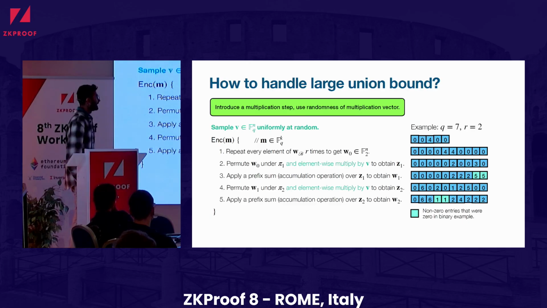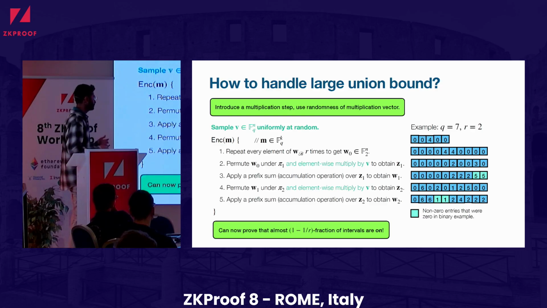V. And doing this multiplication by V now helps you prove something very interesting, which is that you can now prove that almost a 1 minus 1 over r fraction of the intervals are on. So you no longer show just half the intervals being on. You can now show that as r grows, the fraction of the intervals that are on also grows. And that is partly why when we saw the distances earlier in the table, we were able to get larger and larger distances for larger and larger r.